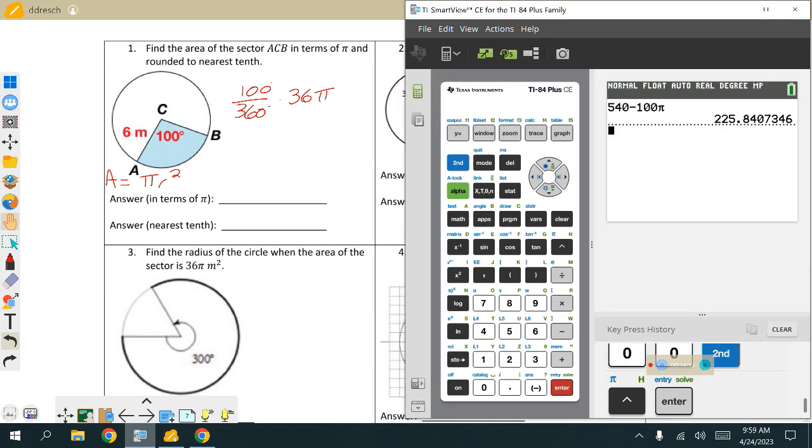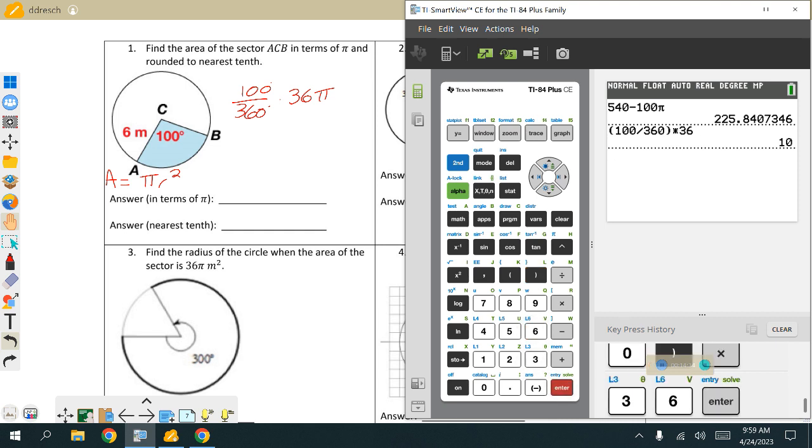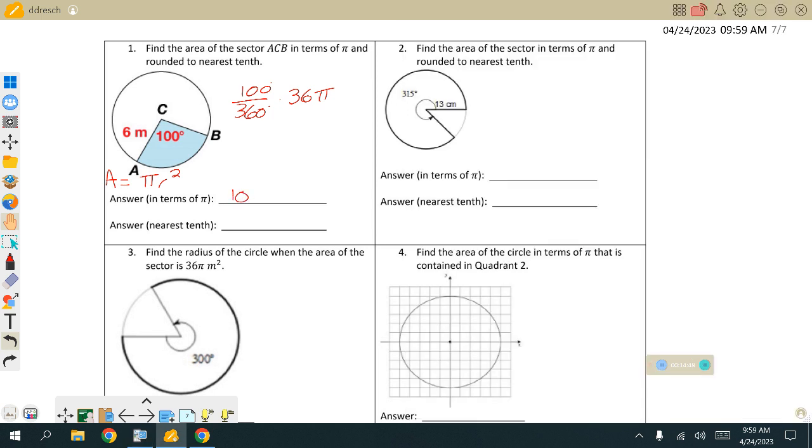Let's go to our calculator. 100 over 360 times what? 36. Don't type in pi, reminder. Your calculator cannot handle that pi in there. So what's just 100 over 360 times 36? Somebody get 10? Now 10 pi. Tack on pi when you write it right here in this answer blank. That is my exact answer. Includes pi. 10 pi, my units are meters squared.